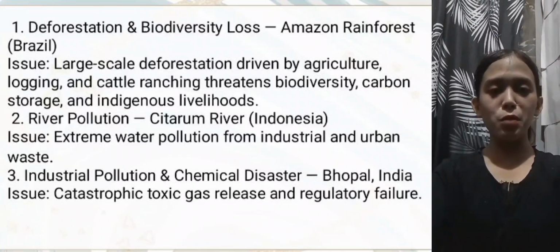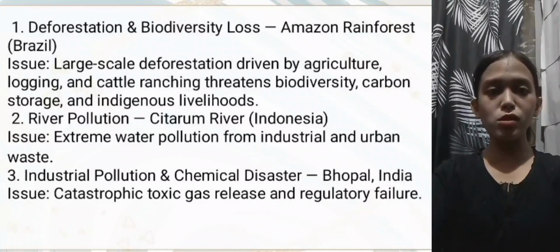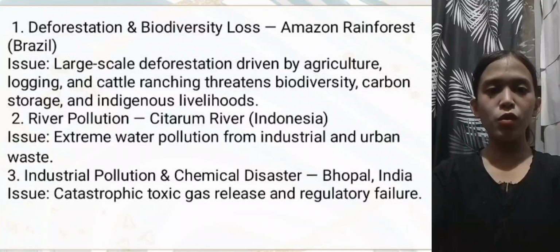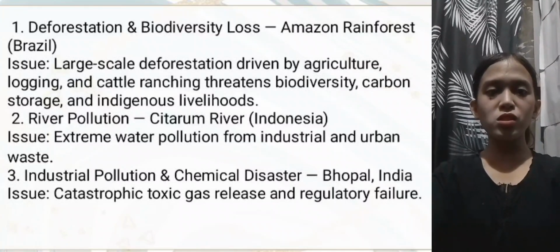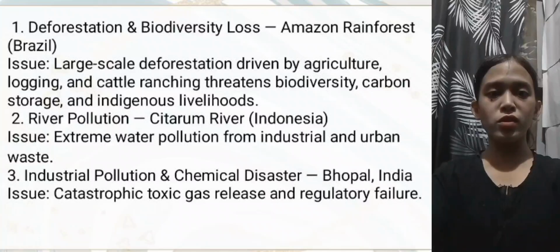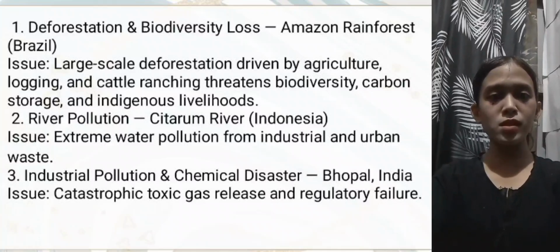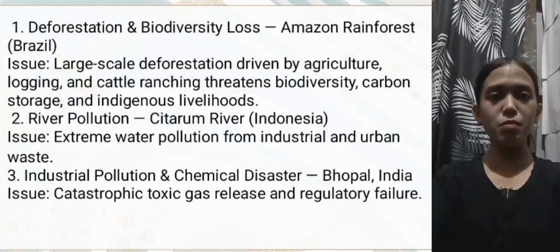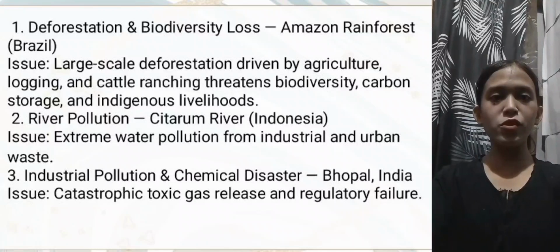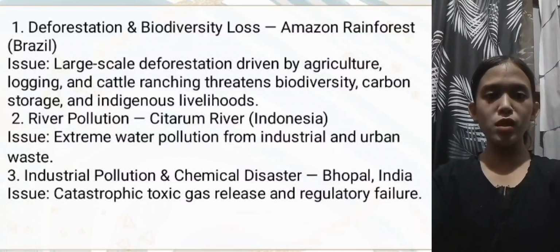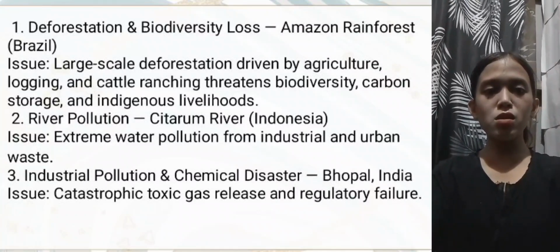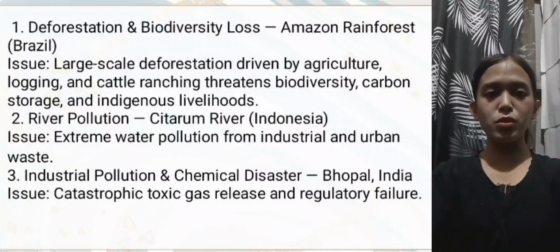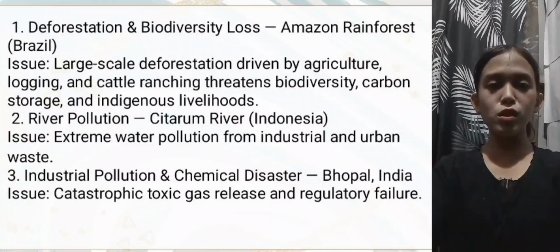So why is it a problem? Because animals lose their homes, fewer trees means more carbon in the air, and indigenous people lose their land and way of life. So that's the problem of deforestation and biodiversity loss. So let us proceed to number 2, which is river pollution.